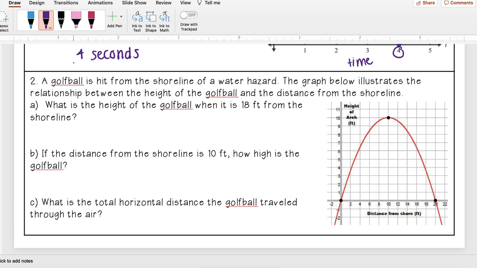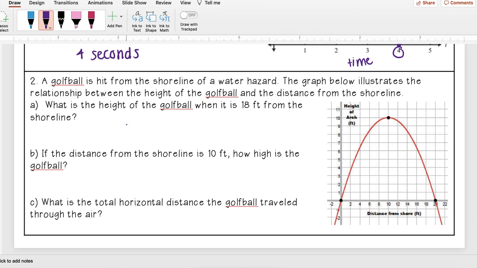Okay, so this next one says a golf ball is hit from the shoreline of a water hazard. The graph below illustrates the relationship between the height of the golf ball and the distance from the shoreline. First question is, what is the height of the golf ball when it is 18 feet from the shoreline? So this graph ended up looking a little bit different. I really need to read what my x and y axis is. Here, my x-axis is my distance from the shore, where my y-axis is the height.